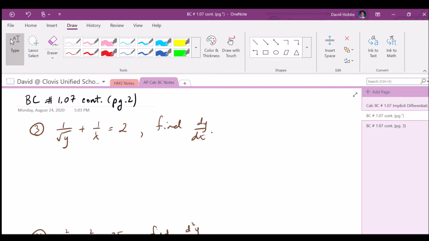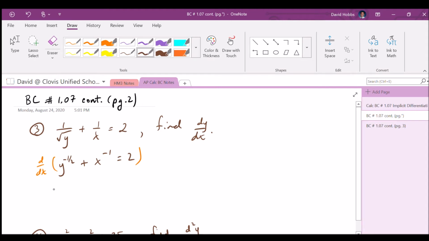Let's see. 1 over root y. Well, sometimes it is helpful to go ahead and change the form of things. So 1 over root y, isn't that really just y to the negative 1/2? And 1 over x, isn't that really x to the negative 1? Okay, so I'm ready to do the derivative of both sides. I want dy dx, so I'm going to do the derivative with respect to x for both sides.